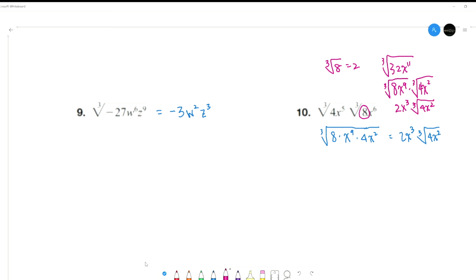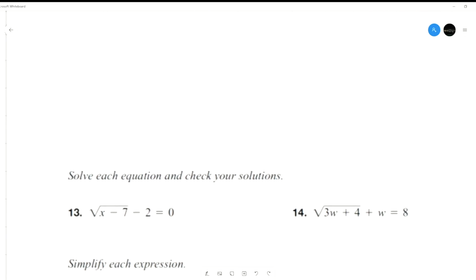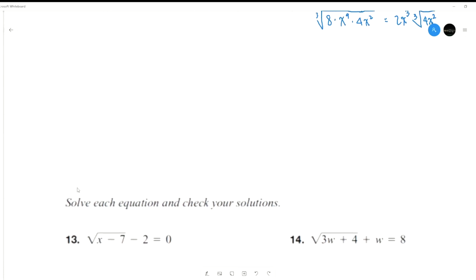No problem. Alright, moving down to the radical equations. So remember, radical equations, you must check your answers at the end because you may get extraneous solutions, right? Okay, so let's do 13. So first step, let me write the problem down. We have to get the radical by itself. So isolate the radical means you have to add 2 to both sides. Oh, well, this should be a 0. Okay, so we add 2 to both sides. We get radical x minus 7 is equal to 2.